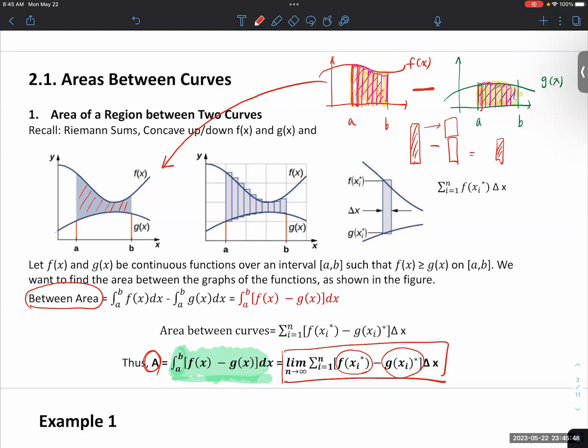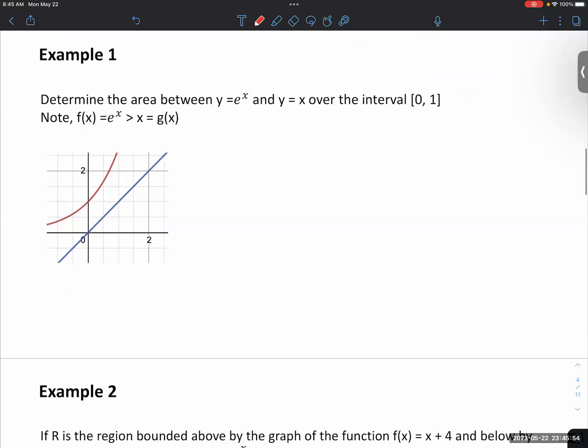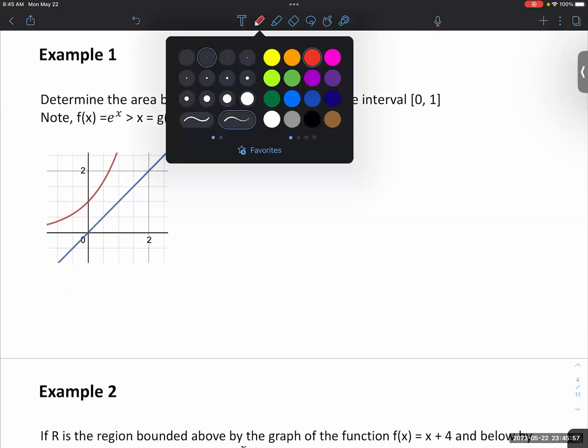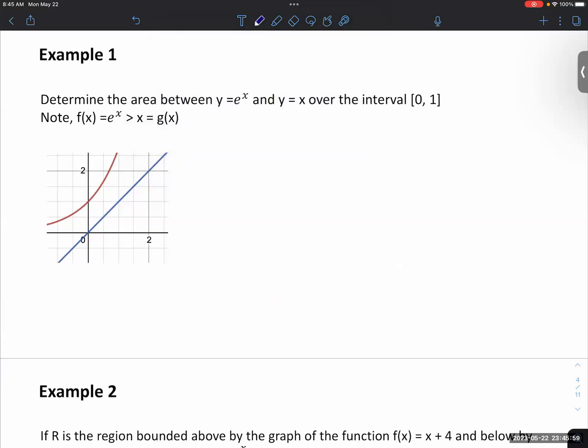Okay, so let me show you the example. It's a lovely topic, so we can take a look at the following question. Okay, here we go. Determine the area between 2 functions. So you see that they don't tell you which one is f and g. They just tell you, hey, there are 2 functions. One is e to the x, another one is y equal to x.